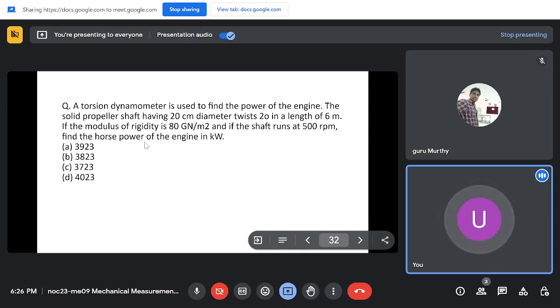So you have an engine, you have to measure the torque, so you use a torsion dynamometer. They say the propeller shaft is of 20 centimeter diameter, which twists by 2 degrees. So theta is 2 degrees, and the length is given as 6 meters. We know the modulus of rigidity G as 80 giganewton per meter square, and the shaft is running at 500 rpm. So find the horsepower of the engine. You need to find out the power of the engine.